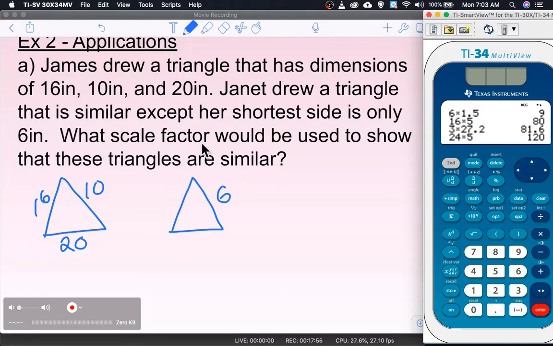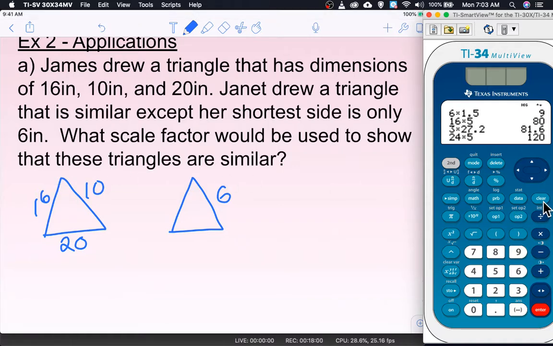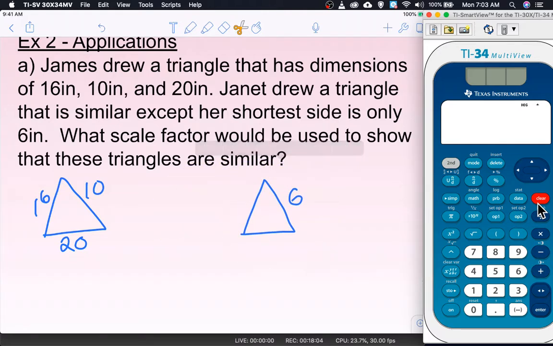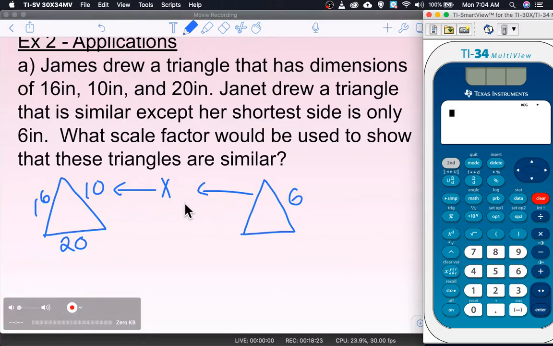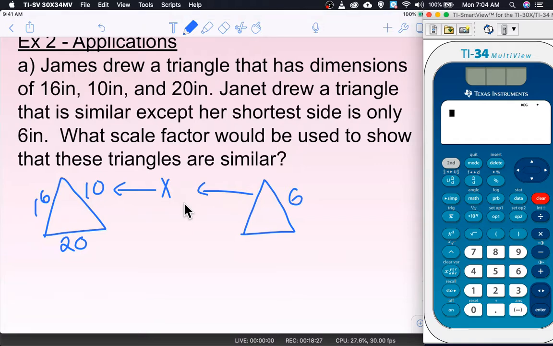What scale factor would be used to show that these triangles are similar? So think about this, maybe even hit some buttons on your calculator. What would you use to multiply this by to get that? Times by what? Guess and check is a good, valid strategy that works here. There's ways that are not guess and check, but see if you can do this. Can you find the scale factor? Just take a minute maybe. If you can't get it in a minute, hit play and we'll go through it together.